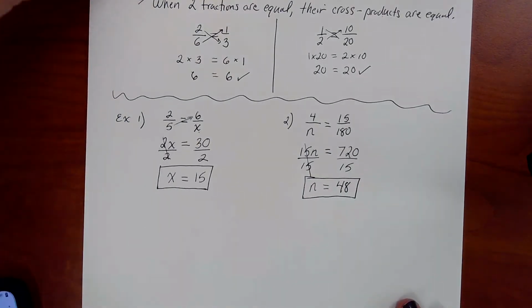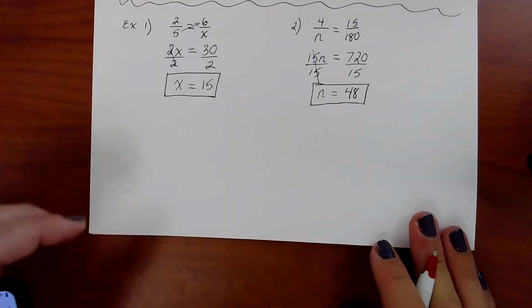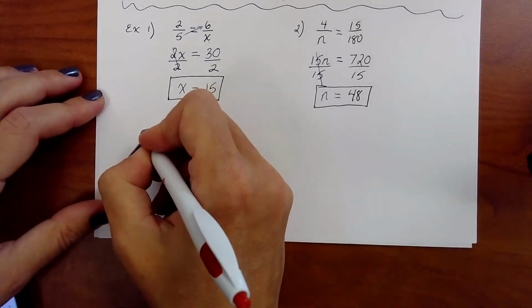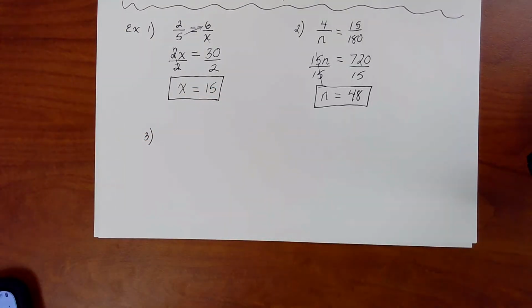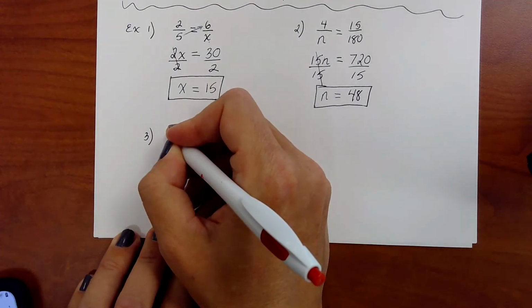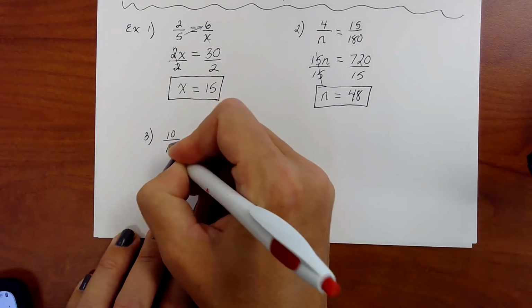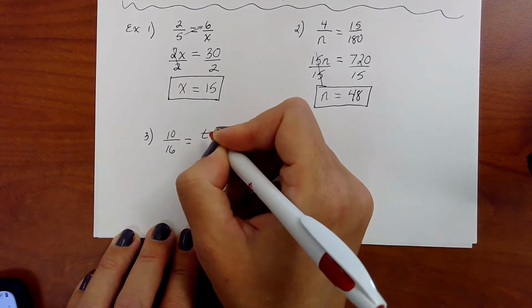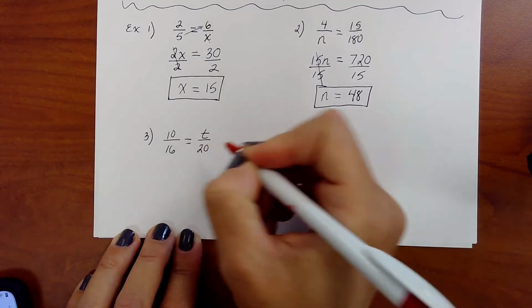Nice. Seems like you're getting the hang of it. We'll try a couple more. We'll put the variable in a different spot just to prove the variable could be anywhere. So let's say 10 over 16 equals t over 20. Let's try that one.